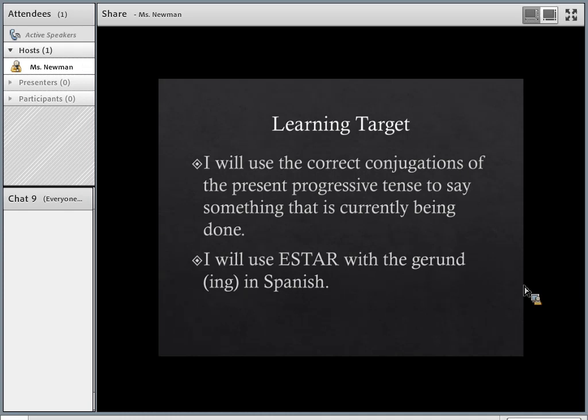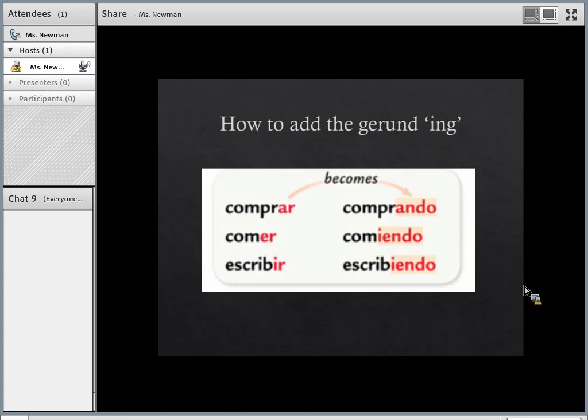is currently being done. I will use estar with the gerund, the -ing in Spanish. Okay, so this is talking about adding -ing in Spanish, to say doing, running, eating, buying, writing, that beautiful -ing. In AR verbs, it's -ando, and in IR or ER verbs, it's -iendo. So we have comprando, comiendo, escribiendo.